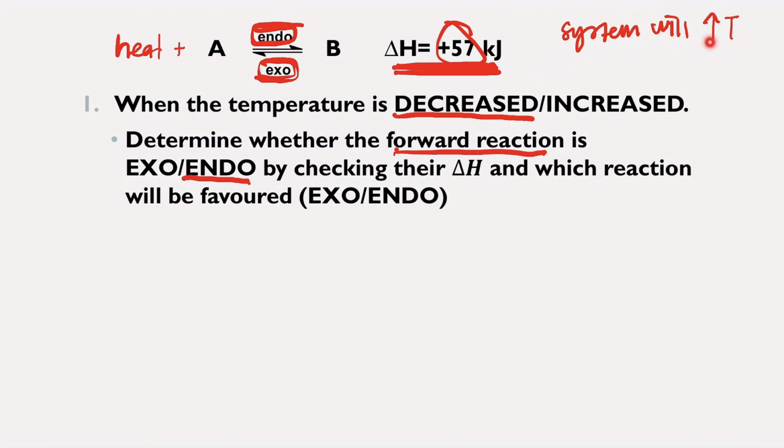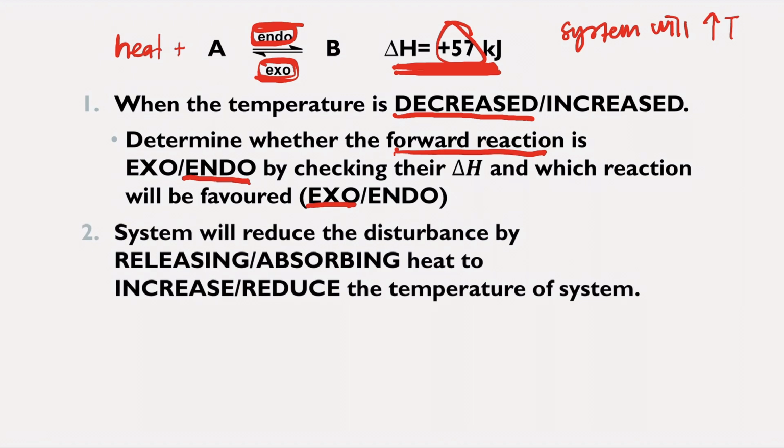So kalau dia nak increase temperature, maksudnya dia nak lebih panas atau lebih sejuk? Lebih panas kan? So maksudnya dia nak increase temperature, maksudnya dia will favour exo. Right? So, the system will reduce the disturbance by dia akan release heat. Betul? Will favour exo, therefore release heat.